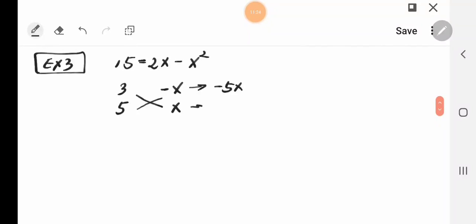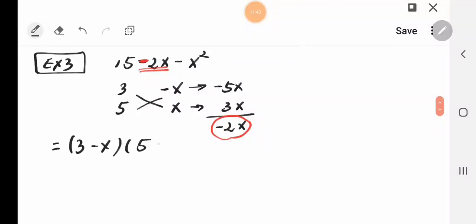This cross multiply is 3x. So the sum is negative 2x, which is same as the second term. So this is the product of the first line and the second line. 3 minus x times 5 plus x.